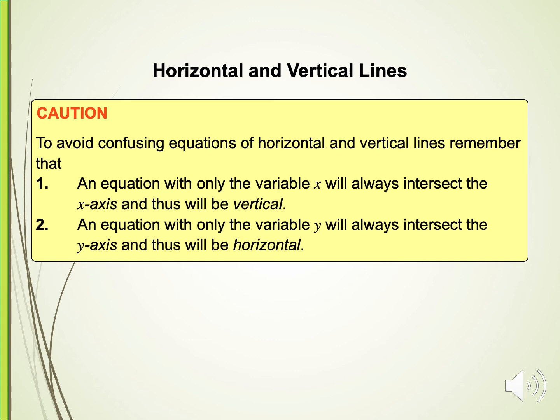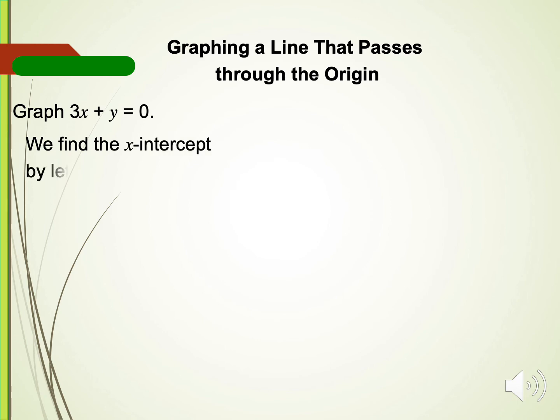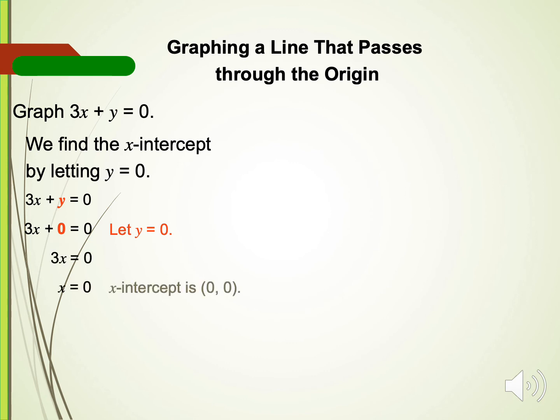Okay, so next is graphing a line that passes through the origin. Okay, so suppose we have the line 3x plus y equals 0. So again, if we are going to graph it, then we are going to find the x and the y intercepts. So let y be 0 and find x. So 3x plus 0 equals 0. So your 3x equals 0. Therefore, your x is 0. So the coordinates are 0, 0.